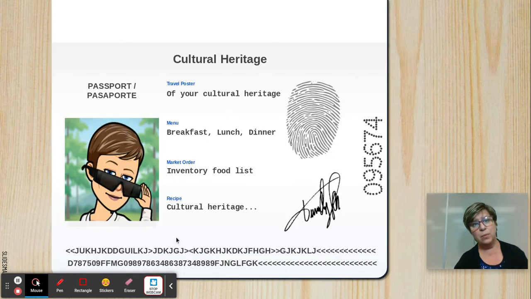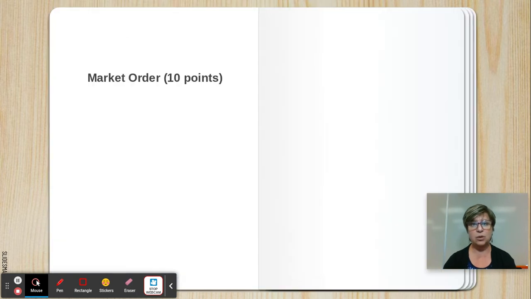Okay, so the travel poster of your cultural heritage is the first thing that we're going to be looking at. Well, probably the second thing. The menu, breakfast, lunch, or dinner, and then the market order. So inventory of food lists. I'll show that to you in a minute, and then your cultural heritage as your recipe.